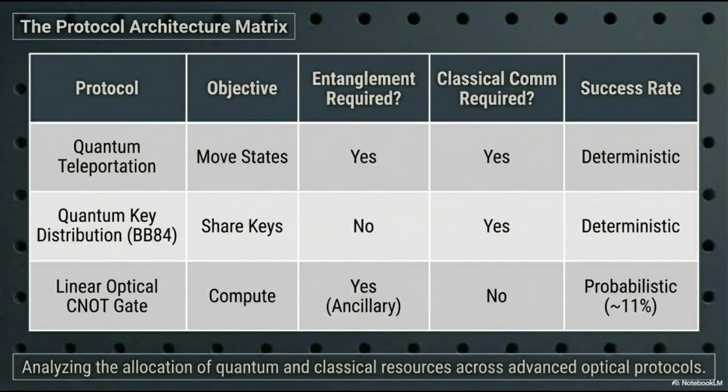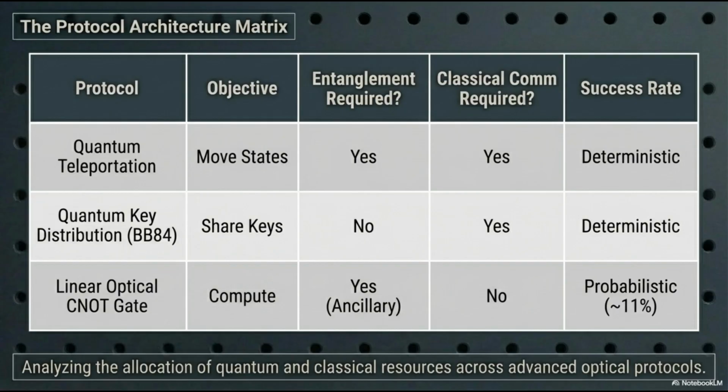It requires ancillary entanglement in the form of ancilla photons. It does not require any classical communication channel. But it is inherently probabilistic, with a success rate of approximately 11% per gate operation. The matrix reveals a fundamental trade-off in quantum information processing. Deterministic quantum protocols require both entanglement and classical communication working in concert, while purely optical computation sacrifices determinism to operate without a classical communication channel.